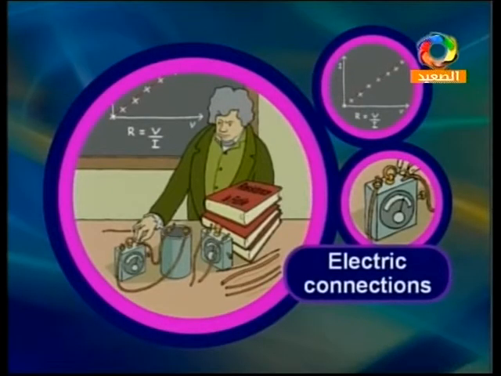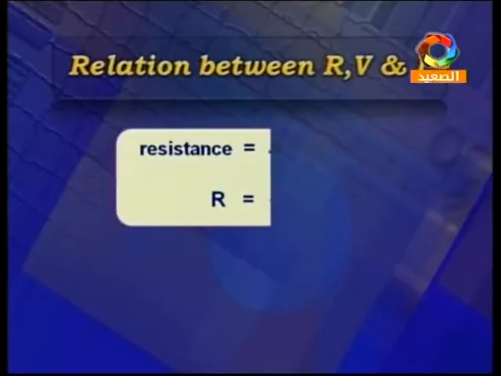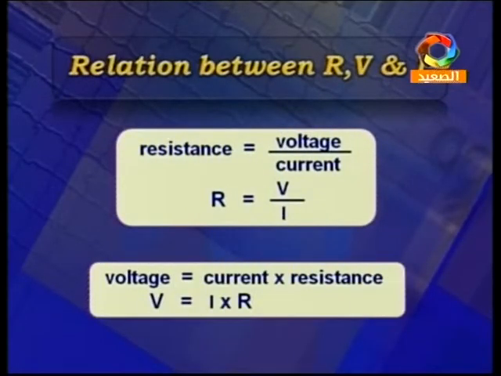Today we have electric connections. We will talk about the electric connections and their types. But first we have the relation of Ohm: R equal V divide I. First, we have the relation between resistance, voltage, or the potential difference, and the electric current intensity. Here the resistance equals voltage divided by the current.